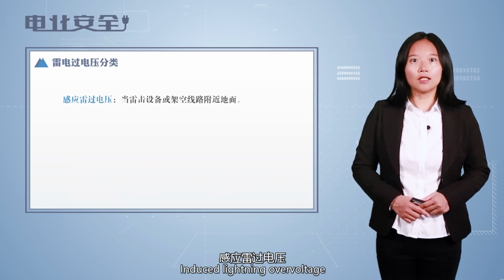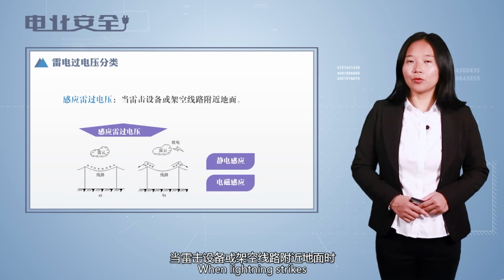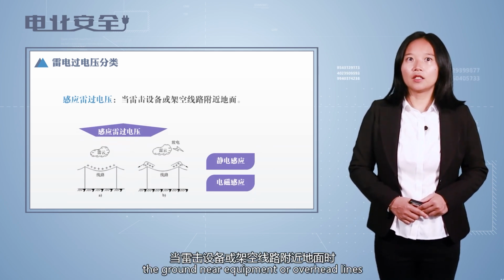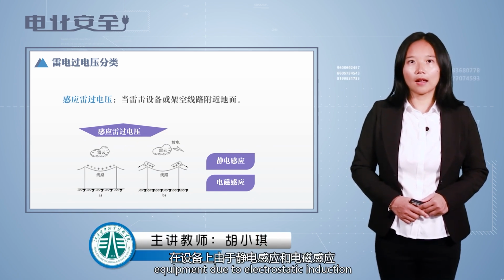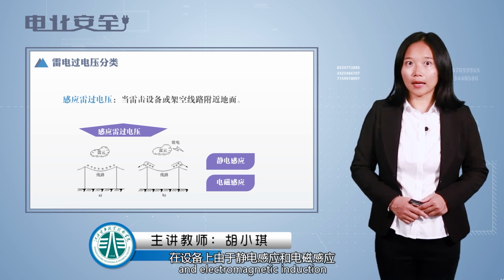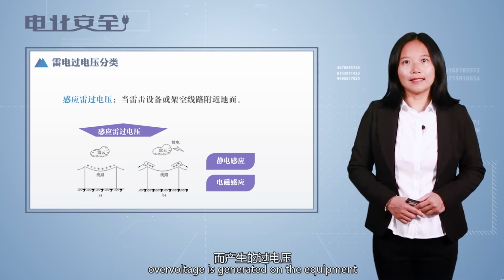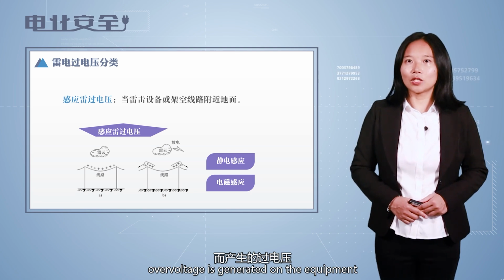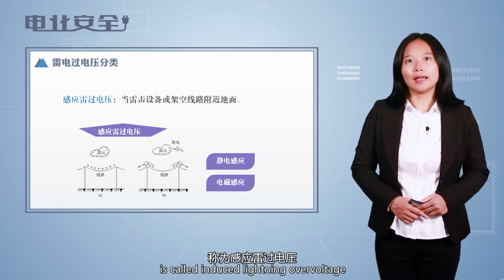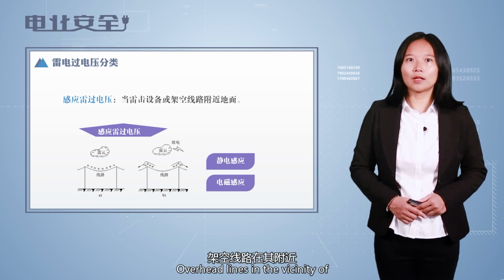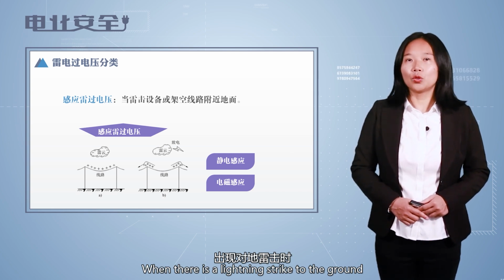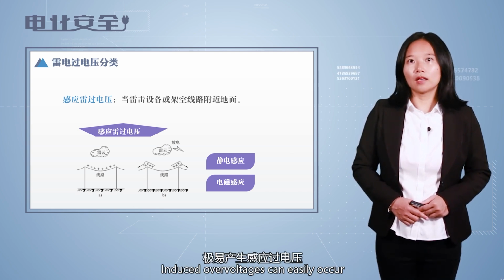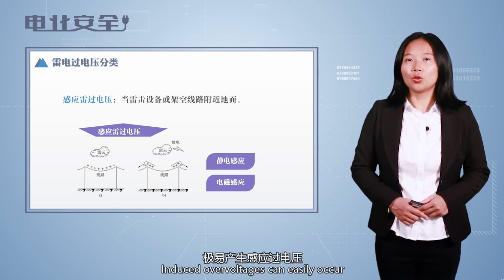Induced lightning overvoltage occurs when lightning strikes the ground near equipment or overhead lines. Due to electrostatic induction and electromagnetic induction, overvoltage is generated on the equipment, which is called induced lightning overvoltage. Overhead lines in the vicinity of a lightning strike to the ground can easily experience induced overvoltage.